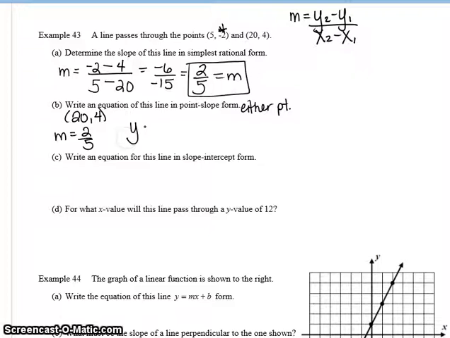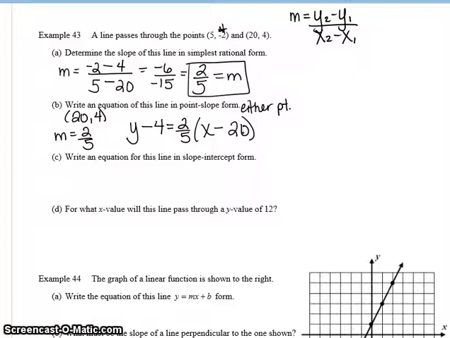y, opposite sign on the y, so minus 4, equals the slope, which is 2/5, times x, opposite sign, so it's minus 20. Okay? If you were going to use the other point, it would be y plus 2, opposite sign there, equals 2/5, same slope, parenthesis, and then x minus 5, because you need opposite signs on that point.